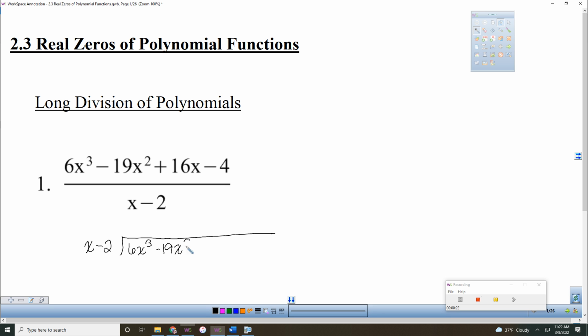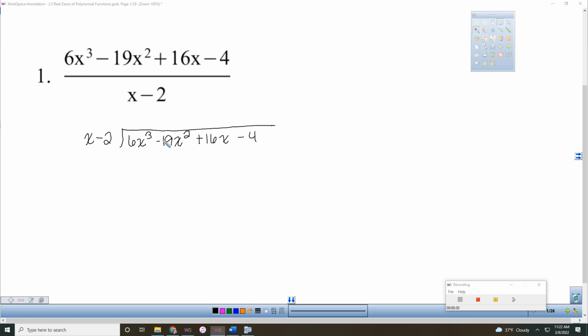These can be lengthy, and you need to make sure that you are being tidy as well. Now, if you are missing any terms, my advice would be to put a 0 in that spot. So if I didn't have this 16x, but I had the x squared and this number at the end, I would need to put a 0x right there as a placeholder.